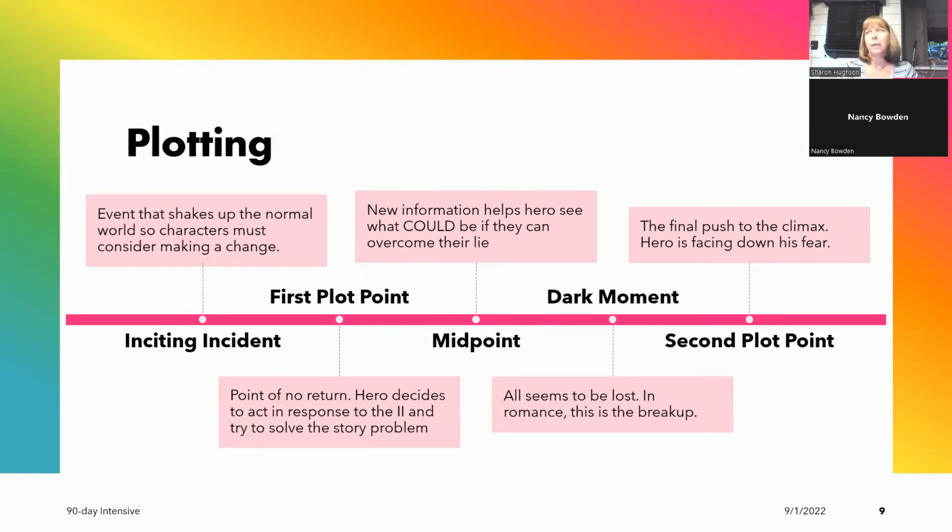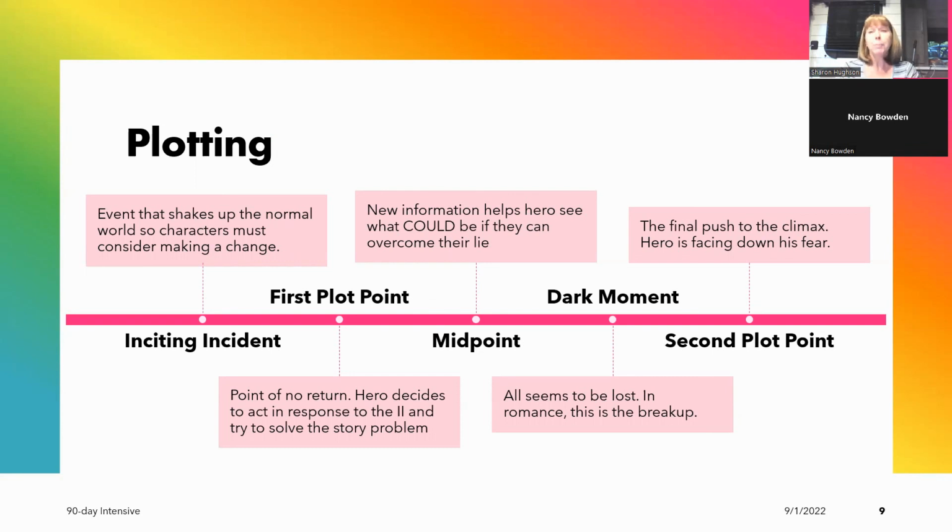So you might be going, thanks Sharon for telling me these 5 beats, but I don't even know what you're talking about. Okay, so the inciting incident is the event in the story that shakes up your character's normal world so that they have to consider making a change. All right, they can't stay with the status quo. They have to make a change some way or another. Okay, so a change is forced upon them by this inciting incident.